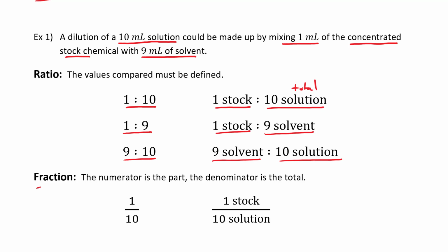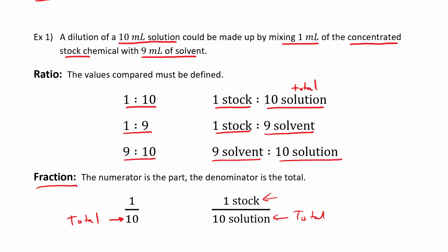However, as a fraction, the denominator is always going to be the total amount. Total amount of solution on the bottom, and your stock is on the top. When discussing dilutions and writing them in fractional format, there should be no miscommunication. On the top, we're talking about the solute. On the bottom, we're talking about total solution.